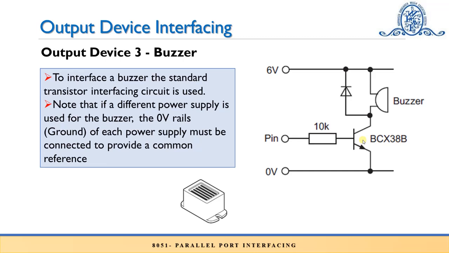Again, to interface the buzzer, we have to make use of the standard transistor circuitry. When the pin is high, the transistor will be turned on, and then the buzzer will carry current and beep. As there is an inductor in the buzzer circuitry, we are using this freewheeling diode to protect the transistor from high voltage when the transistor turns off. It is called inductive kickback.